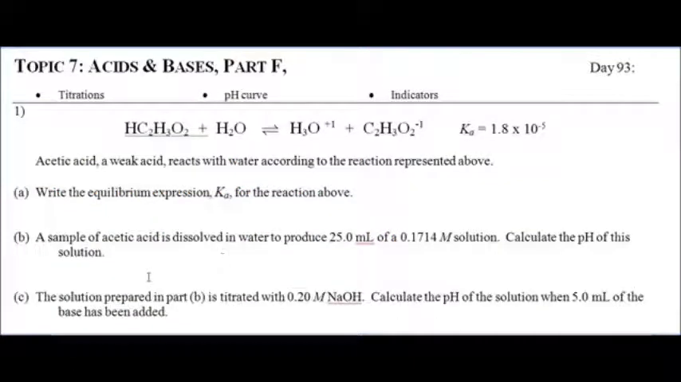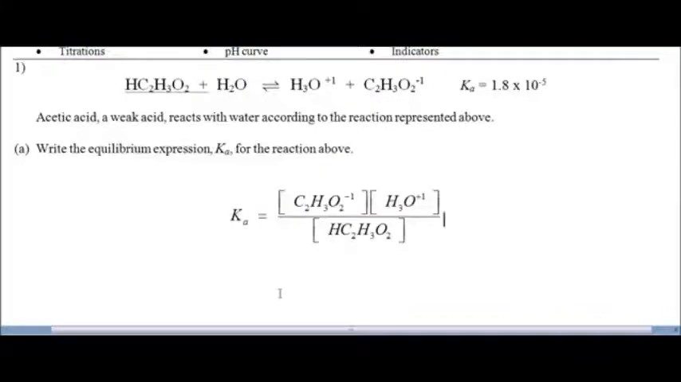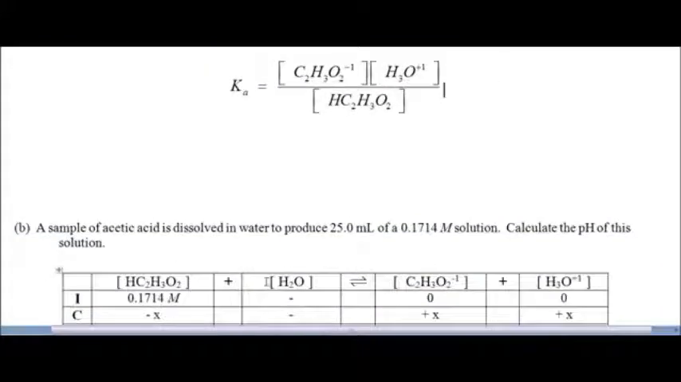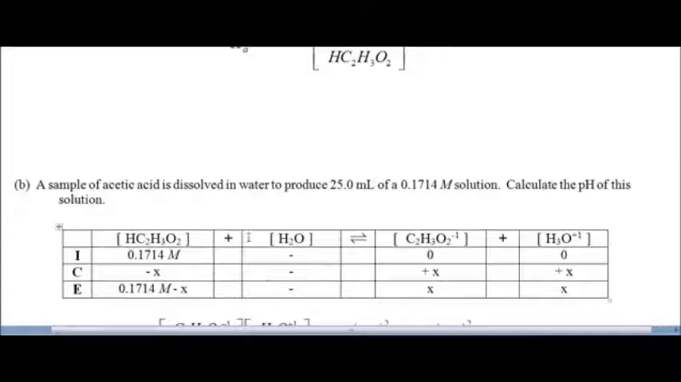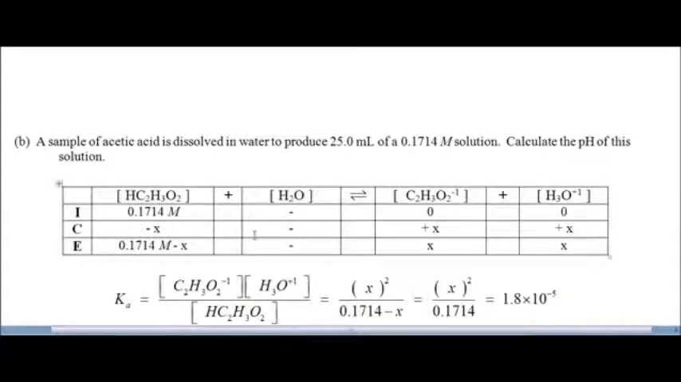it's asking you, we have a sample of acetic acid dissolved in water to produce 25 milliliters of a 0.01714 molar solution. It wants you to calculate the pH of this solution. Alright, so part B, since we have a volume and a molarity of our solution, we want to calculate the pH of this solution. We're going to go ahead and use a molar ICE chart since we have nothing else other than acetic acid. Since acetic acid is a weak acid, it's a good idea to use an ICE chart. The ICE chart will help you organize your thoughts.